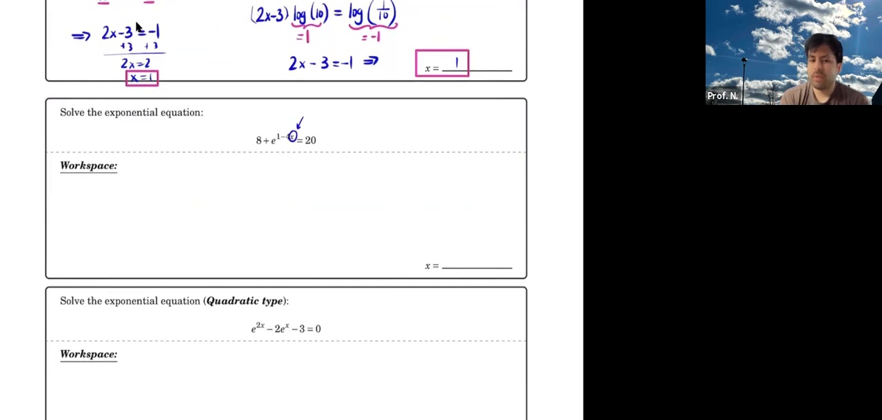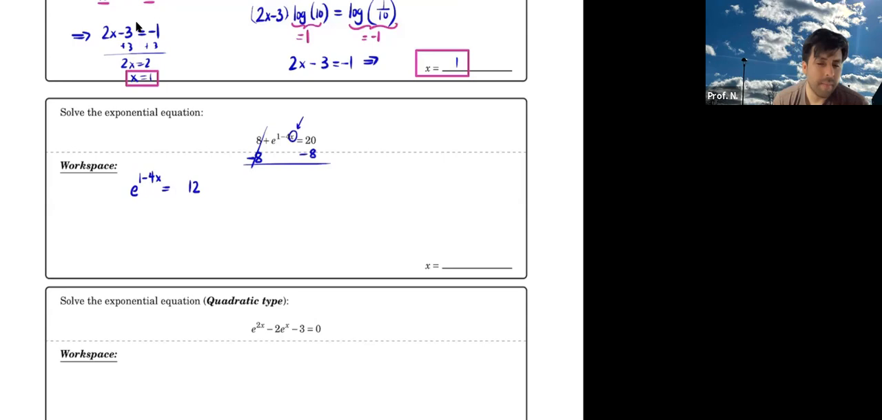So then what do I do? Solve for x. I want to get x by itself, right? Well, first thing is subtract 8 on both sides. And then what do I get? I get that e is raised to the 1 minus 4x, and this equals 12. What's the problem? I have this 1 minus 4x in the exponent. So then I need to get rid of that.